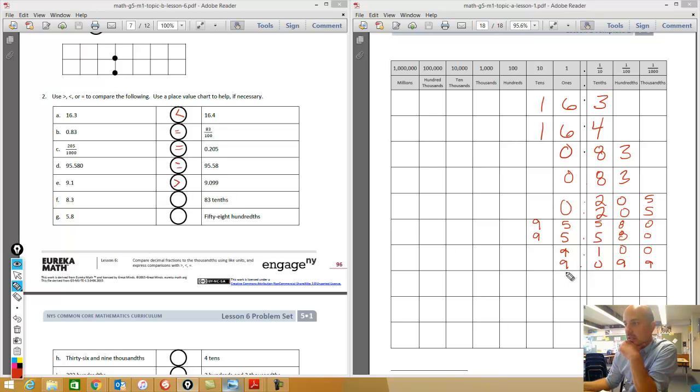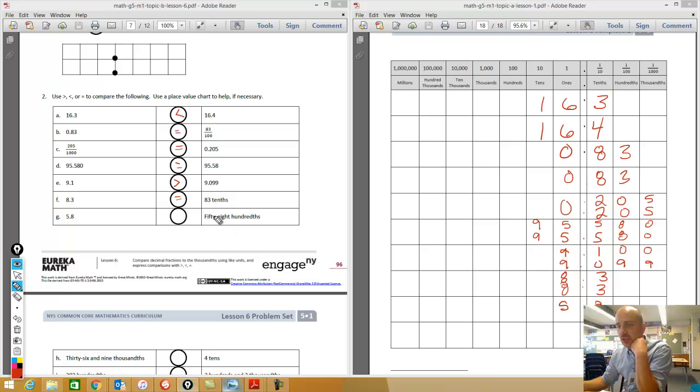8 and 3/10 versus 83 tenths. 83 tenths. Guess what? They're the same. Awesome. And then the last one, 5 and 8/10 versus 58 hundredths.